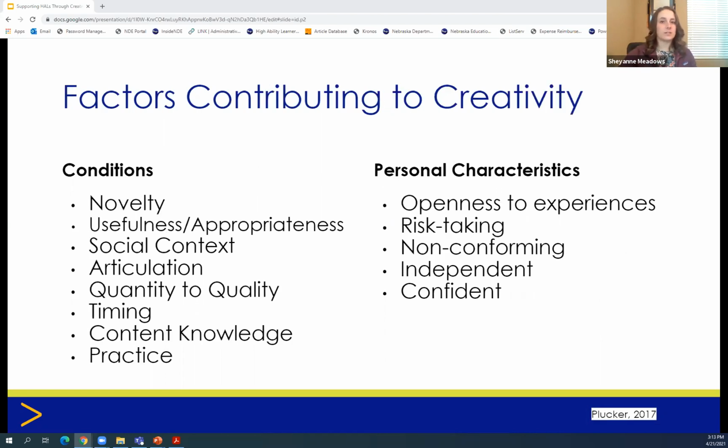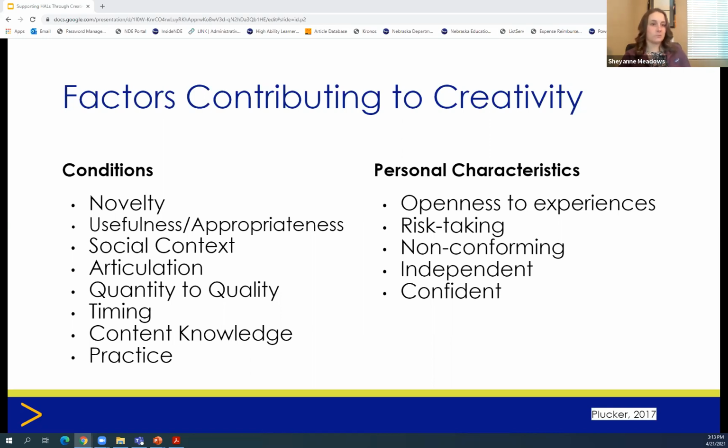There are also different factors that contribute to creativity. So we have conditions for which creativity can happen, and then we have some personal characteristics. So if we give conditions, and it's not just us, it's the environment, the things around us, we want to encourage novelty. And we want to make sure that students are creating things that are useful and appropriate to the subject matter. We want to consider the social context in which they're in.